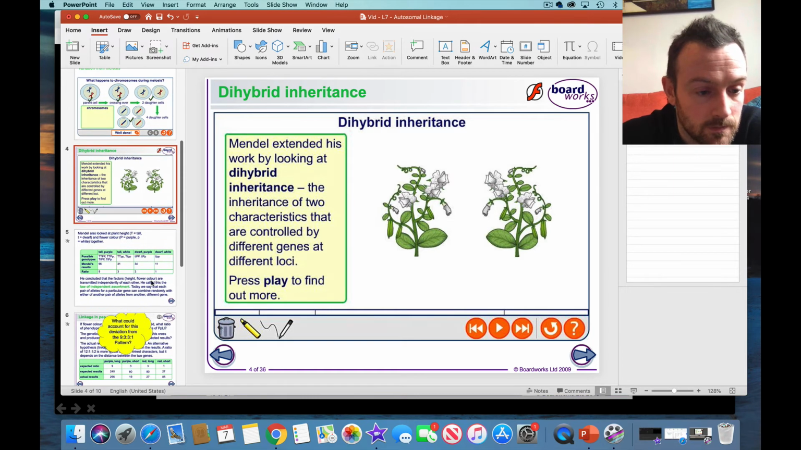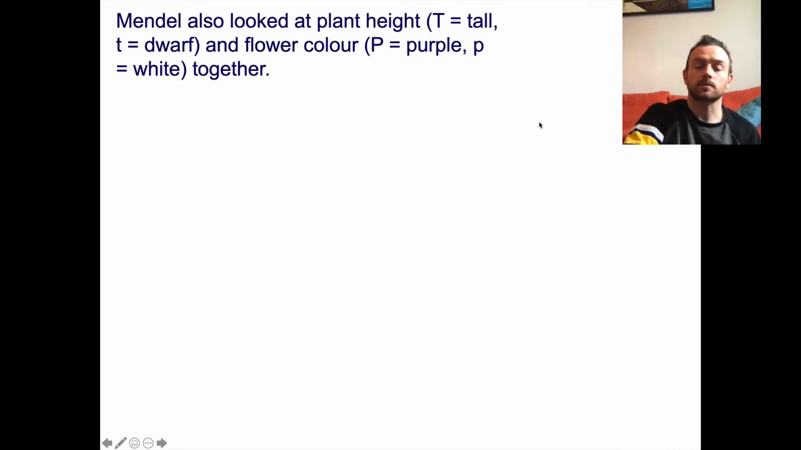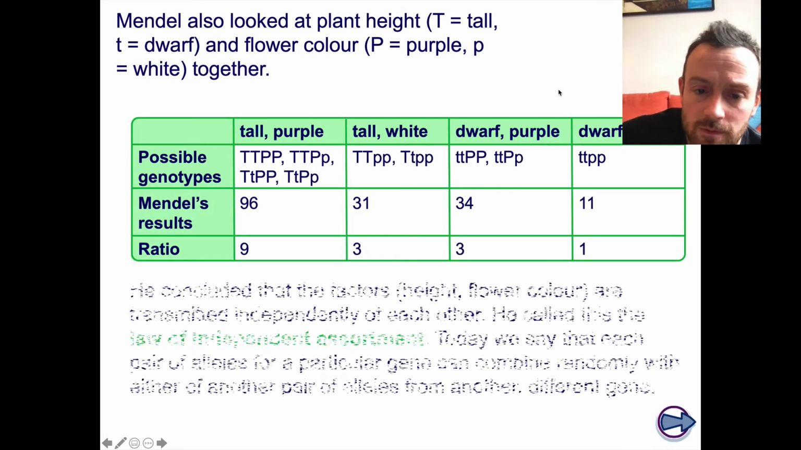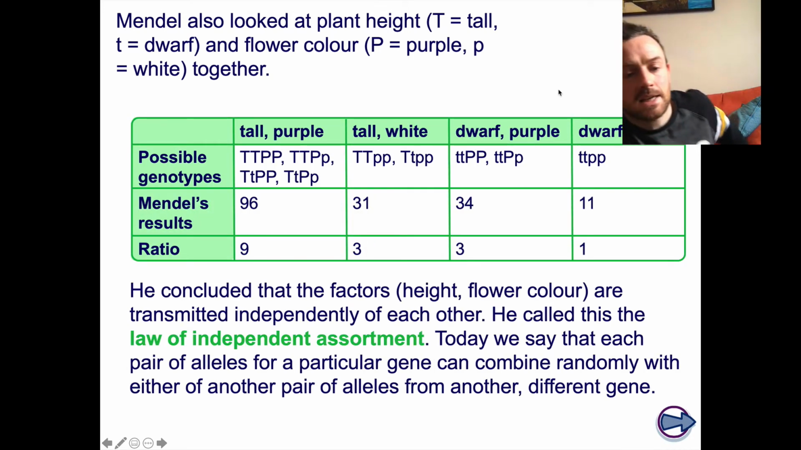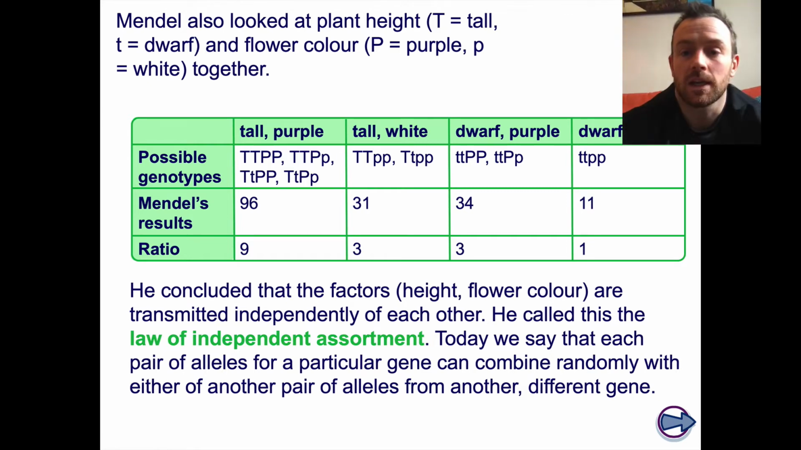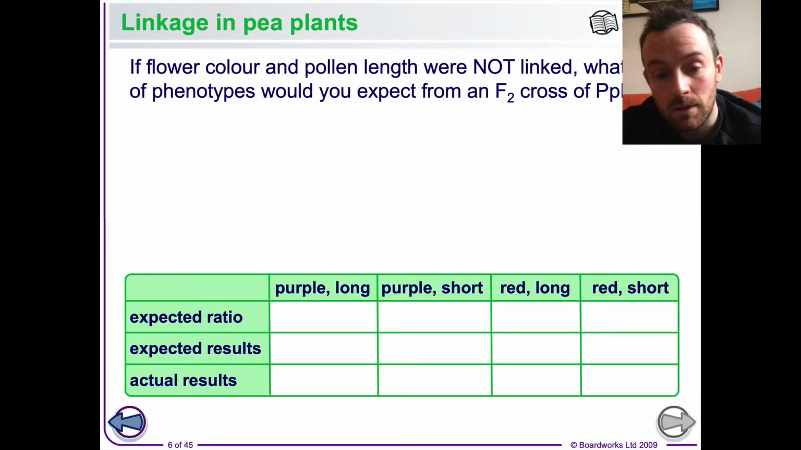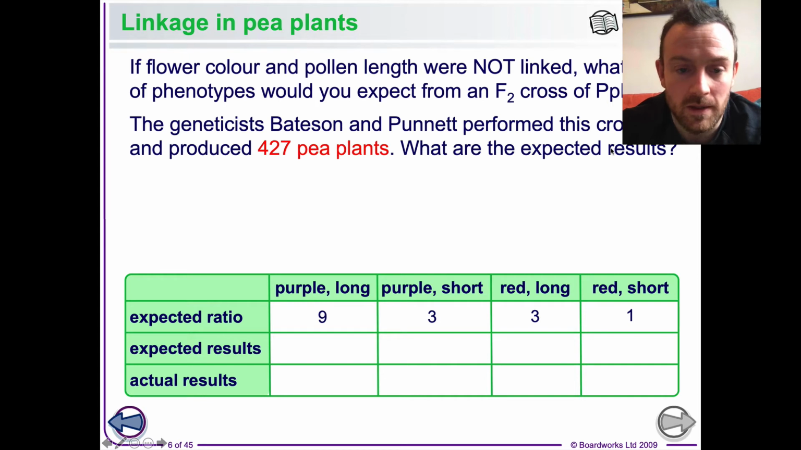Linkage can cause ratios to be different. So in linkage, we've already said that the classic ratio that we expect is 9 to 3 to 3 to 1. But in linkage, sometimes we can have a different ratio. So Mendel also investigated pea plants, which were sort of purple and white flowers versus long and short pollen. And he was expecting his 9 to 3 to 3 to 1 ratio, but in the end, he actually got something different.